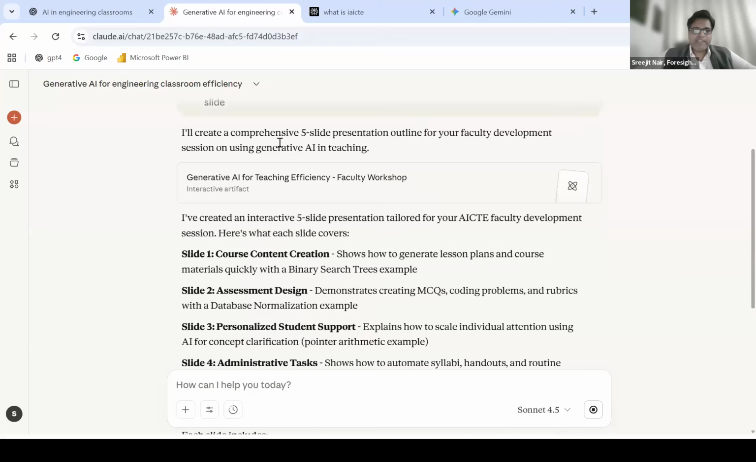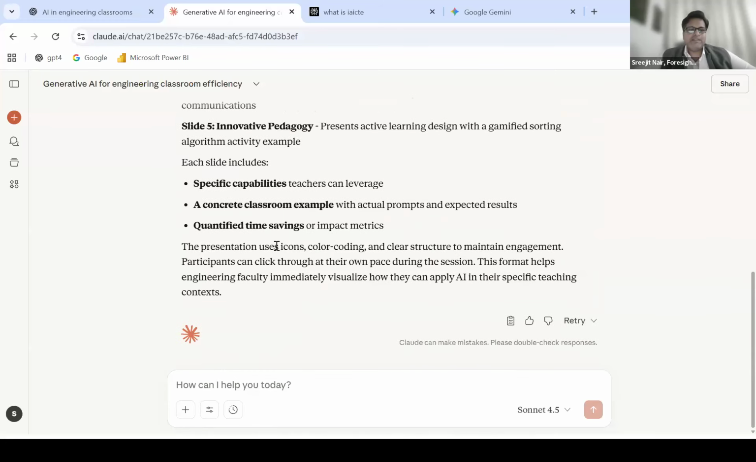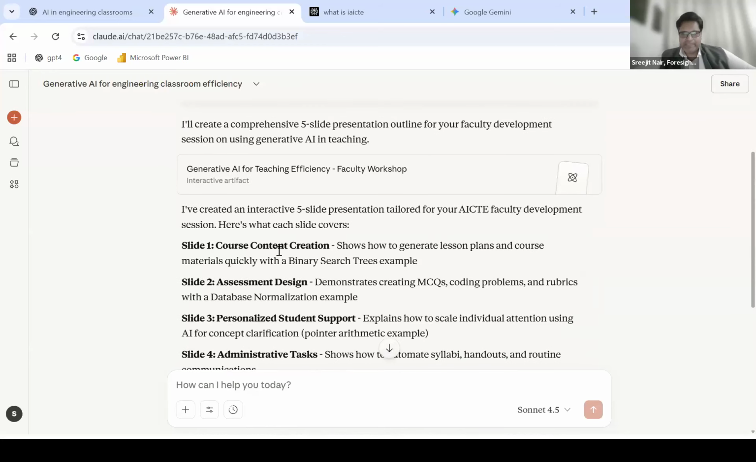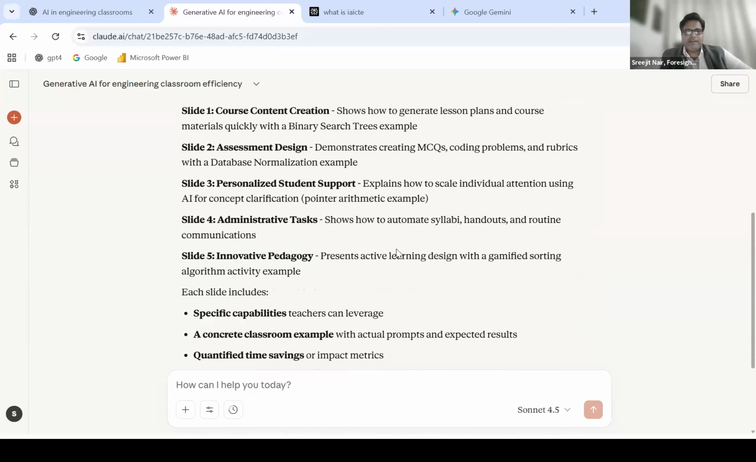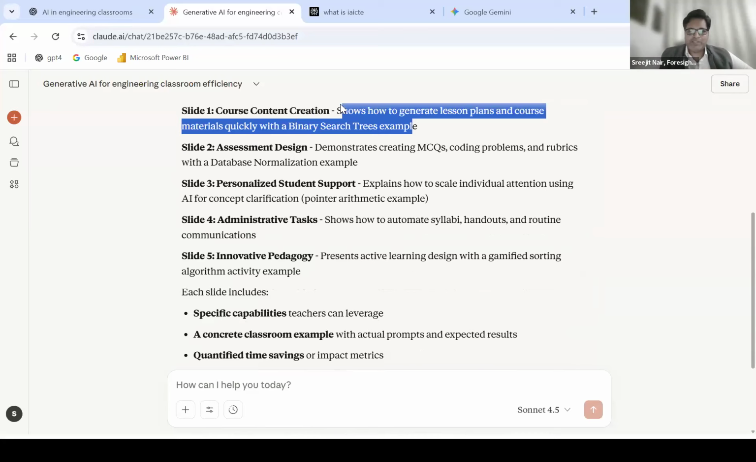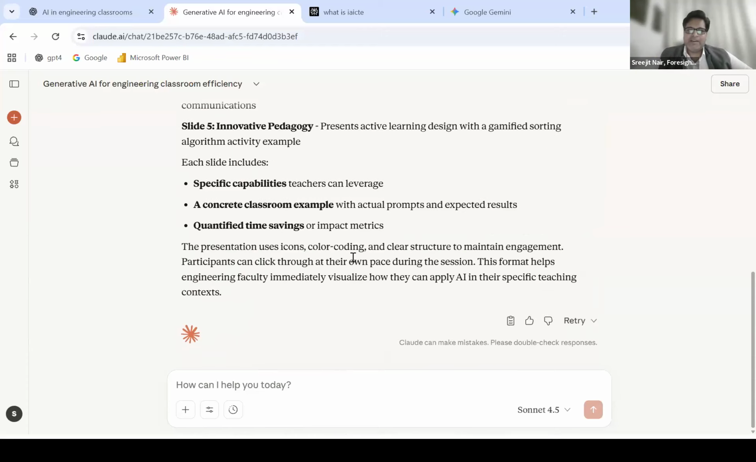Okay, so I'm just taking you through now the creative aspect, how model to model, what differences exist. So ChatGPT, you can see it's going through better structures and everything. It is asking that these are the slides that are being created. It shows how to generate lesson plans and course materials quickly with a binary search trees example. So it becomes more creative whenever it shows some details. It demonstrates creating MCQs, coding problems, rubrics, normalized data examples. So then I can go specifically ask it to develop this. It wonderfully creatively does all these aspects and comes back.